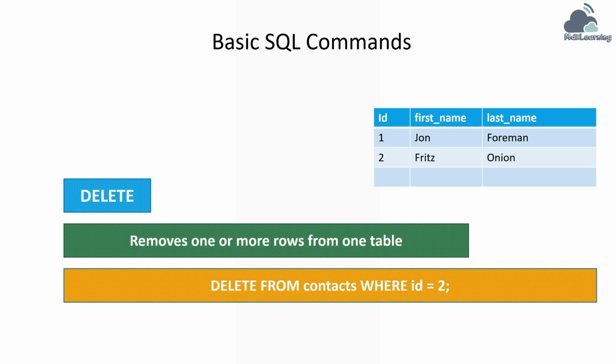Again, just like update, if I say delete from contacts and don't specify any where clause, that's going to delete all the rows in my table. And generally speaking, that's not what you want. So having a where clause in this case, again, is almost always going to be the case. And so that's going to restrict the delete to just those rows that match the expression in the where clause. And in this case, that's going to be where the ID is 2. And that's going to get rid of the row with Fritz in it.